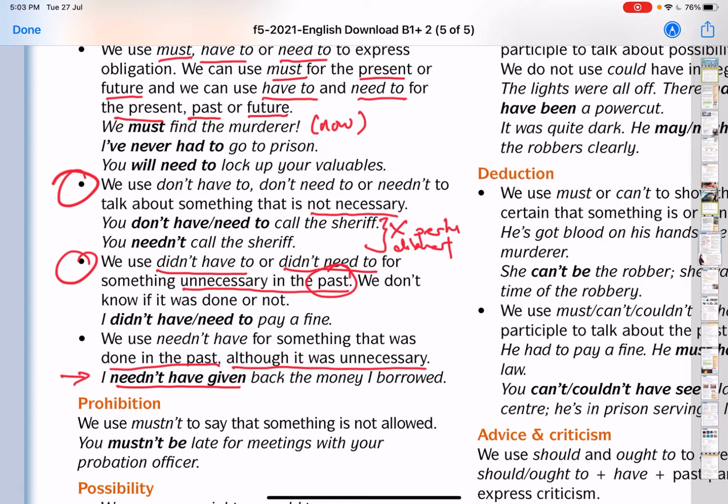Okay, so sebenarnya mungkin orang yang bagi pinjam duit kita tak payah bagi balik, tapi kamu rasa kamu perlu bagi balik, walaupun orang tu cakap tak perlu. Okay, so you use needn't have for that. Okay, now prohibition.